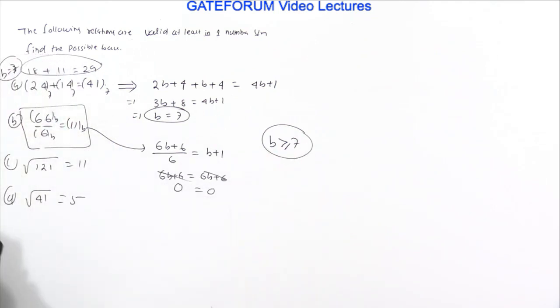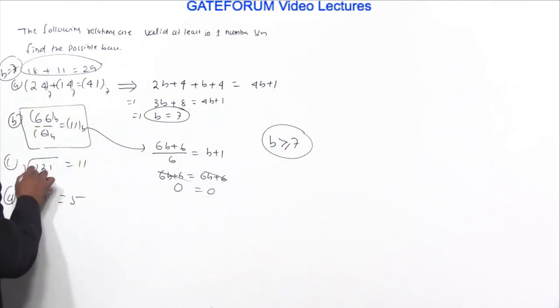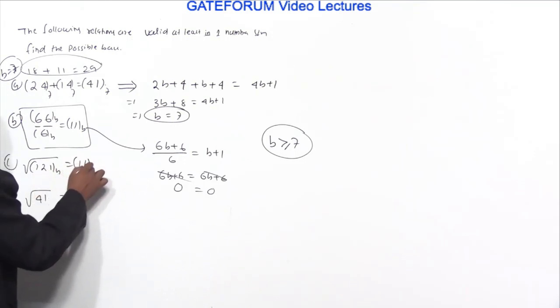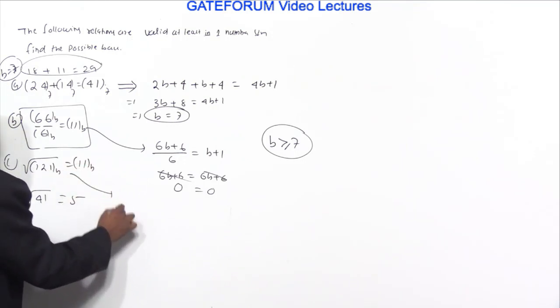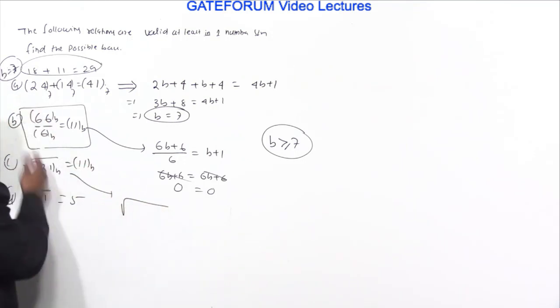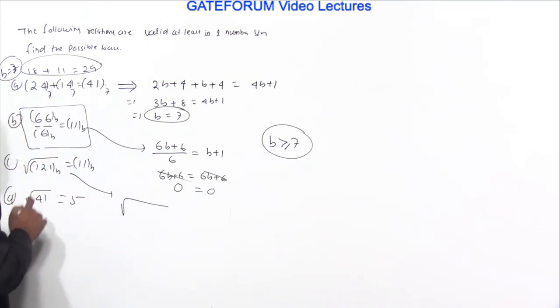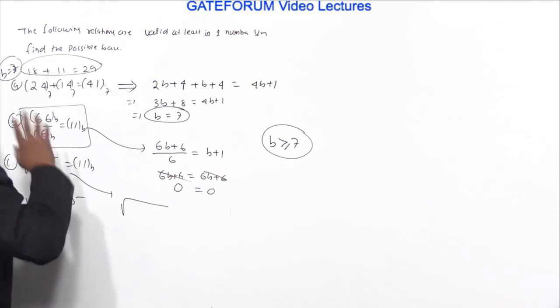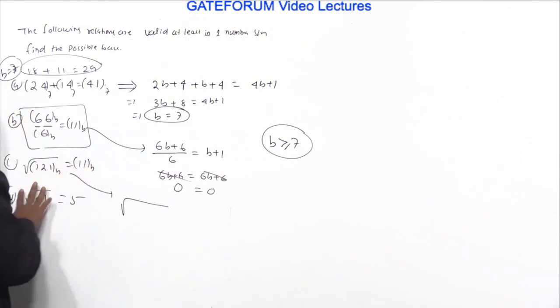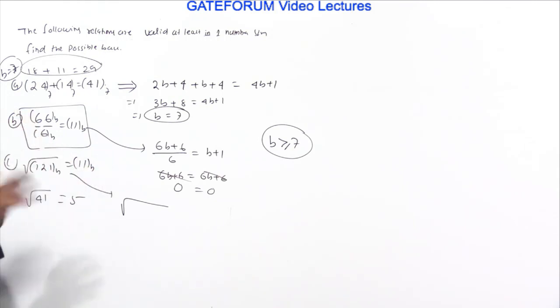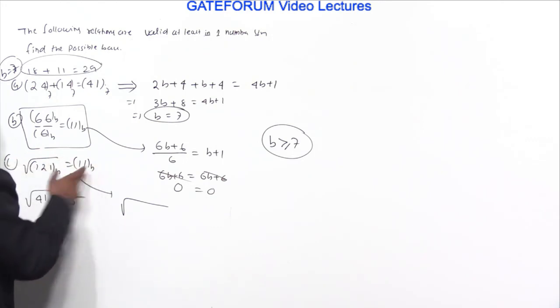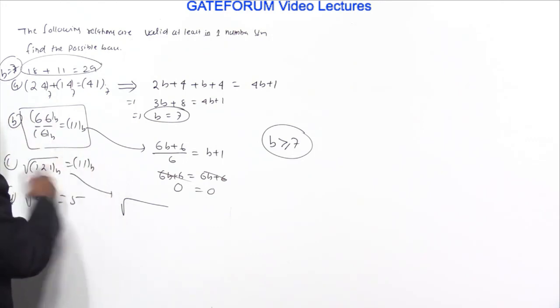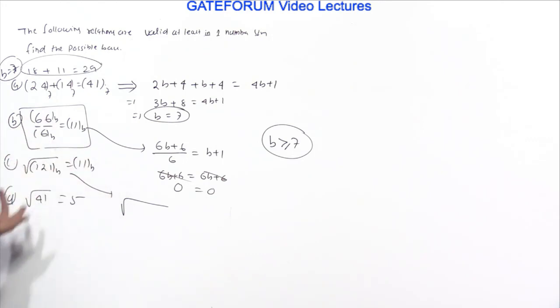What about 121 base and this is 11? You again take this as B, and this as B. Some people first square both sides. If you square both sides, you are by default assuming both sides are in base 10, which you don't know as of now. You can't square both sides because you don't know whether they are in base 10 or not.